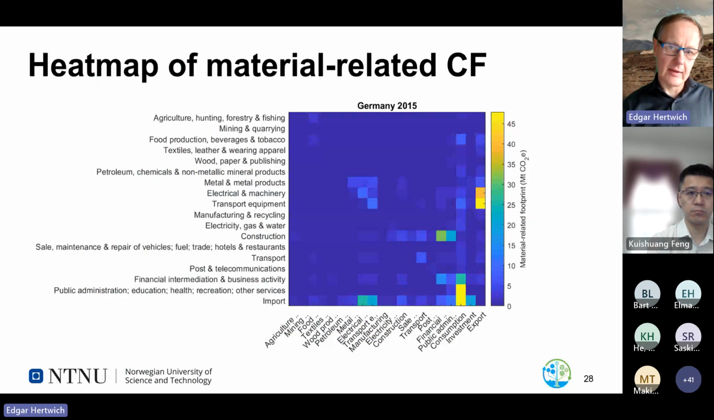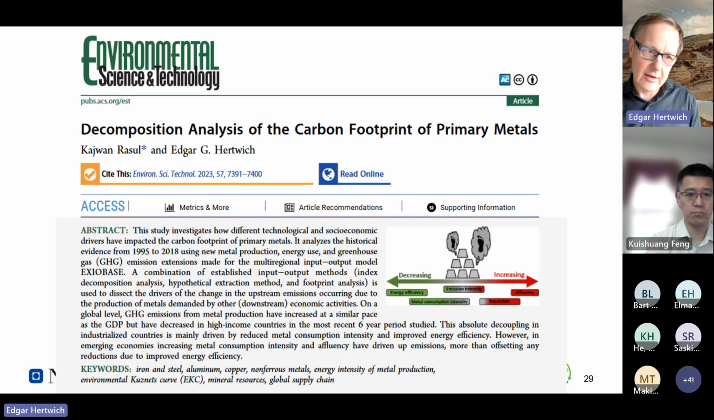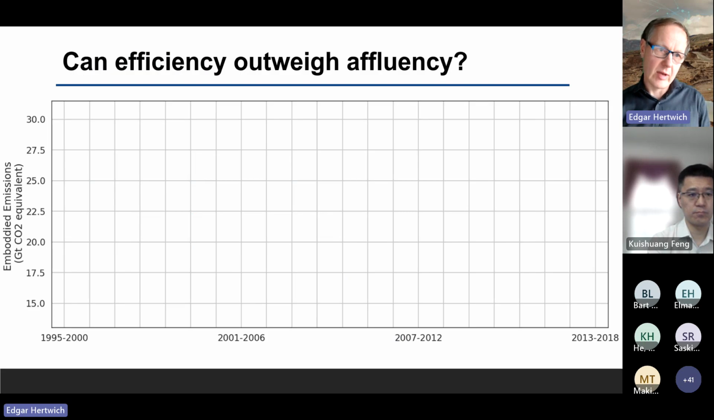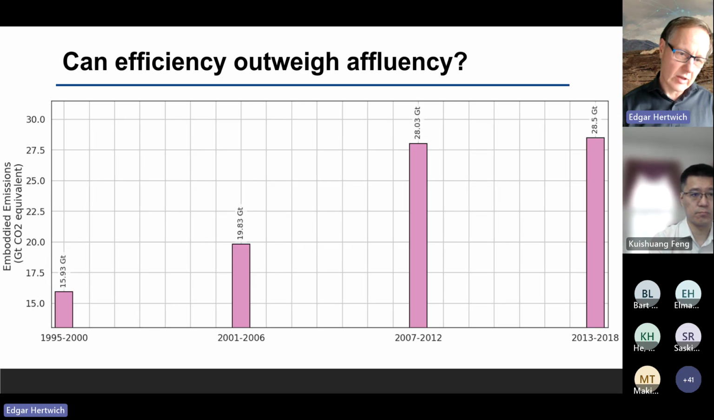Finally, as a final quantitative investigation, I would like to talk about this paper that was published 2 weeks ago by my PhD student Kashwan Rasool. Basically, we did an index decomposition analysis where we looked at these time periods and averaged the metal use over these time periods and looked at the difference between the time periods.